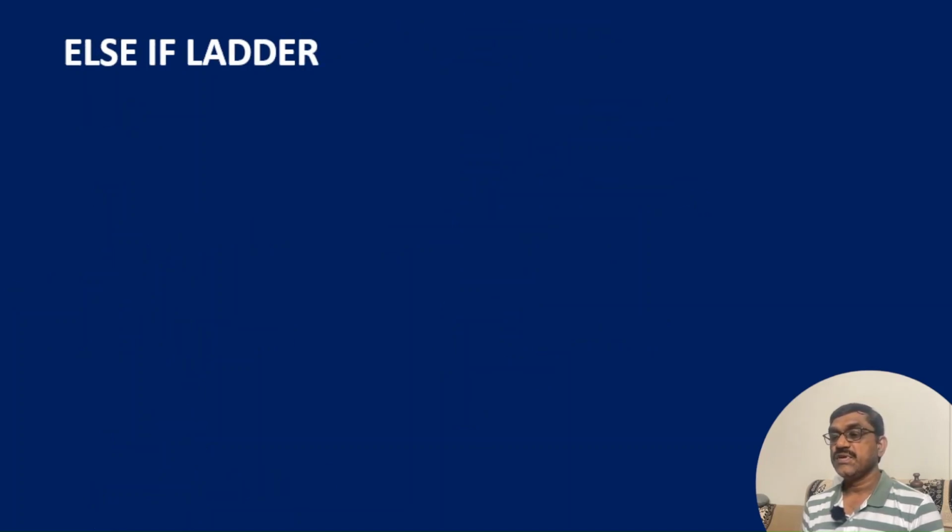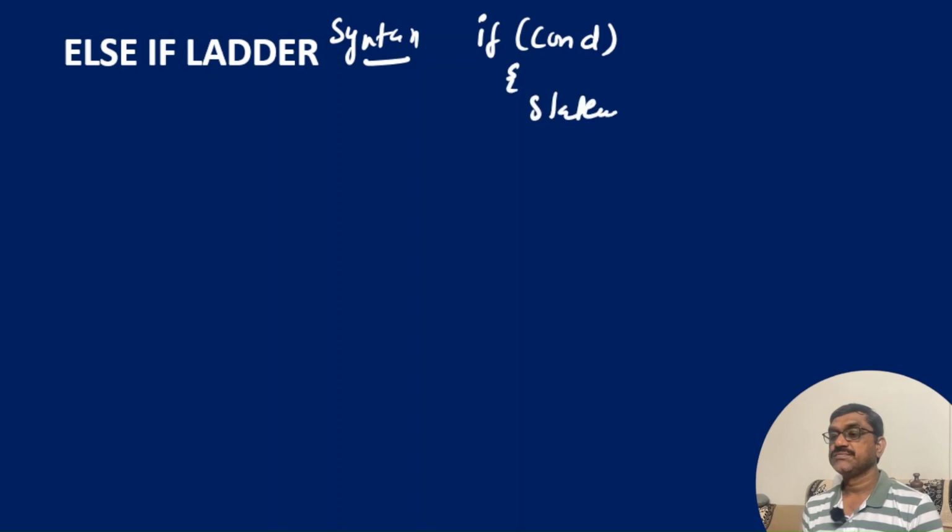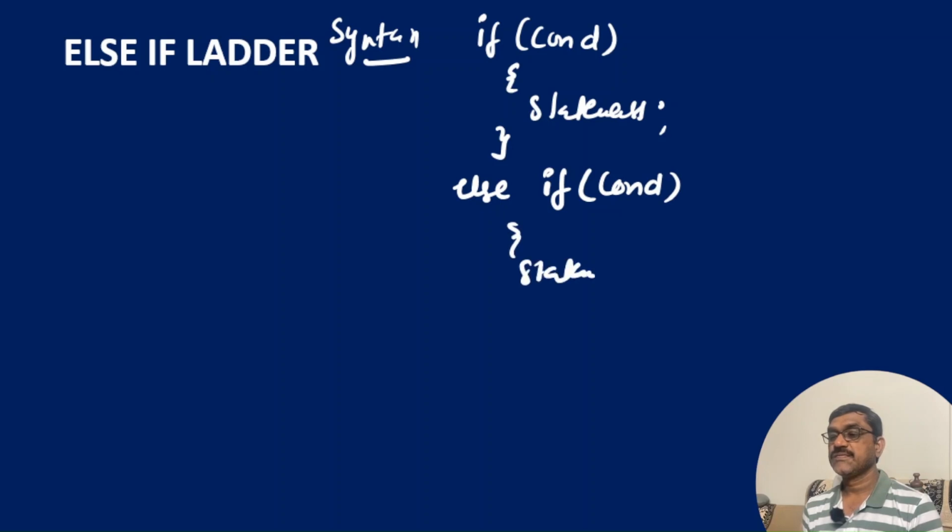What do you mean by the else if ladder? We will see the syntax for this. Now the syntax is like this. You write first if, and you mention some condition. If the condition is true, you write some statements here. After writing the statements, you go for the else part. Immediately after else, again we are writing if to check another condition. After checking this condition, again we are writing some statements.